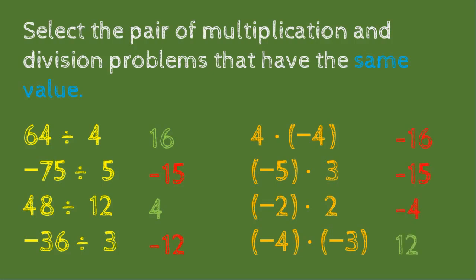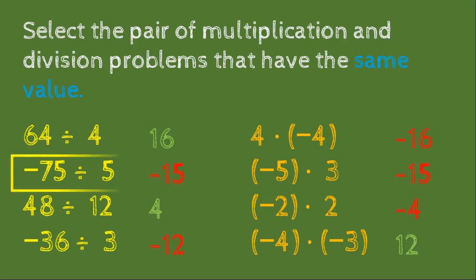Next, we do the same for the next column. 4 times parentheses negative 4, there's a negative number, so that's negative 16. Parentheses negative 5 times 3, there's also a negative number, so it would be negative 15. Negative 2 times 2, there's a negative number, so the result would be negative 4. And negative 4 times negative 3, there are two negative numbers. When we multiply two negative numbers, it becomes positive. So negative 4 times negative 3 equals positive 12.